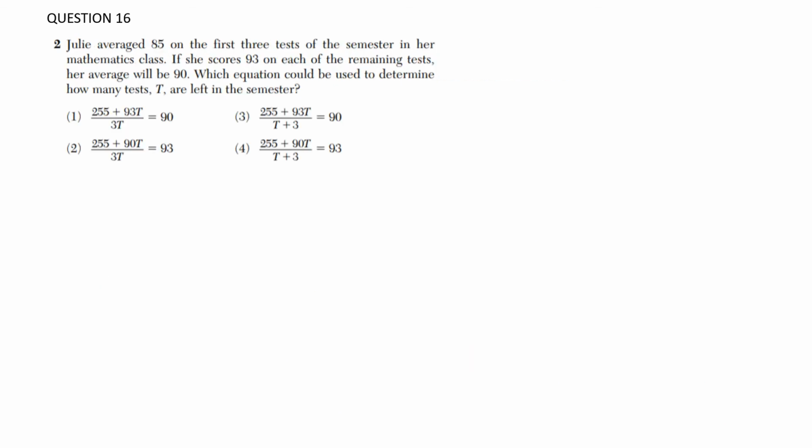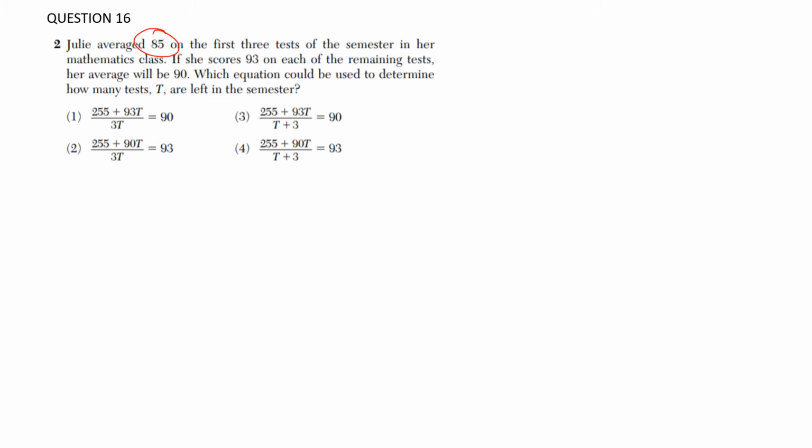All right, question 16. Julie averaged 85 on the first 3 tests of the semester in her math class. If she scores 93 on each of the remaining tests, her average will be a 90. Which equation could be used to determine how many tests T are left in the semester?